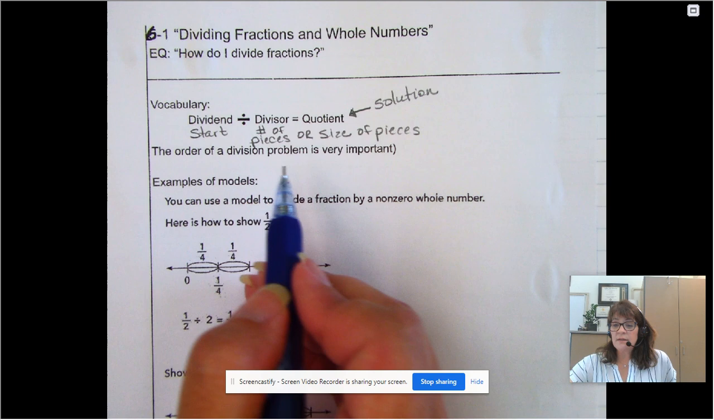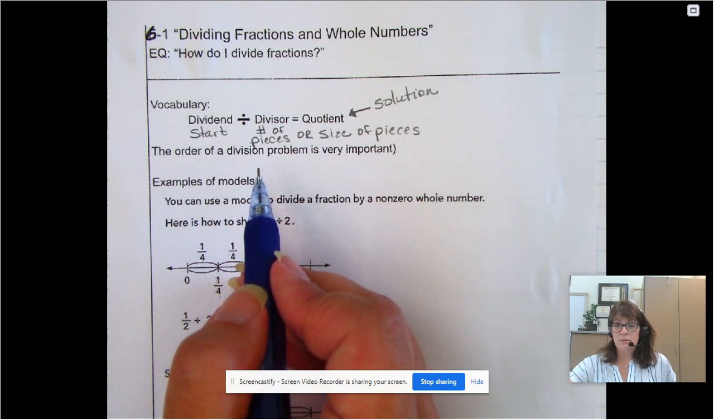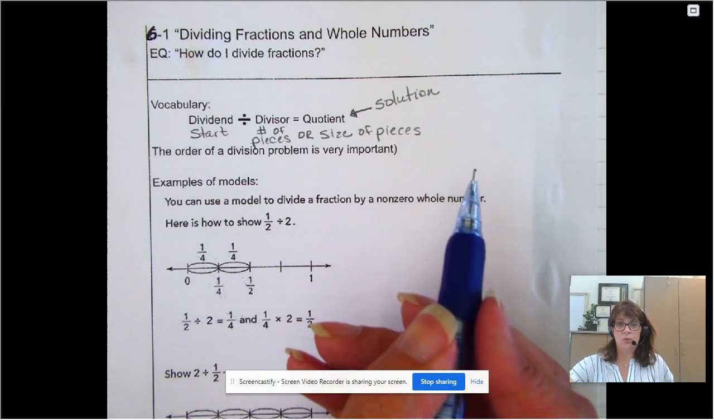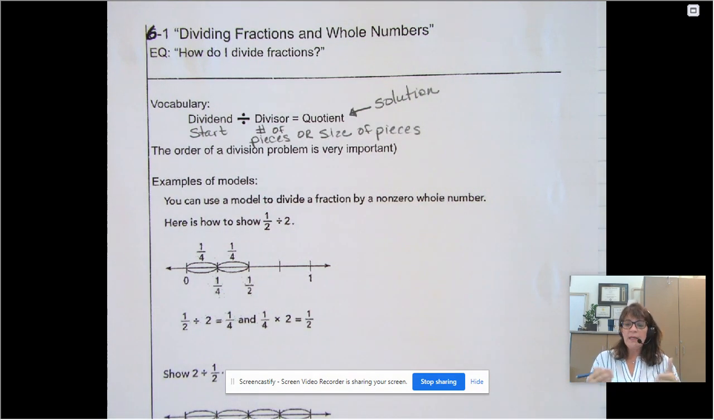Now, if we divide in a different order, it makes a huge difference. You have to divide in the correct order. So when we get into stories and word problems, we're really going to talk about, okay, what's the thing we're starting off with? And then what are we breaking it into, or how many pieces, or what size pieces, so that we can really put things in proper order. But I wanted to start with a model. Models sometimes help with understanding why something exists and how it works.